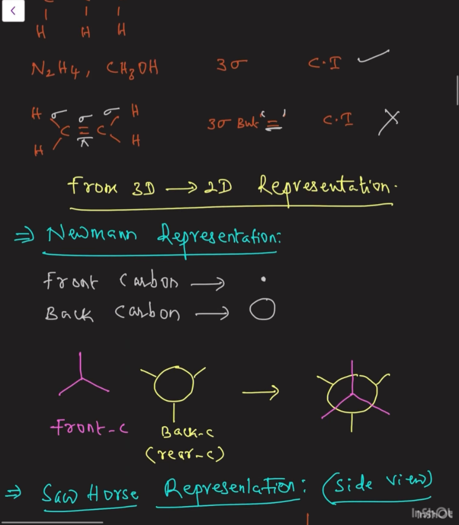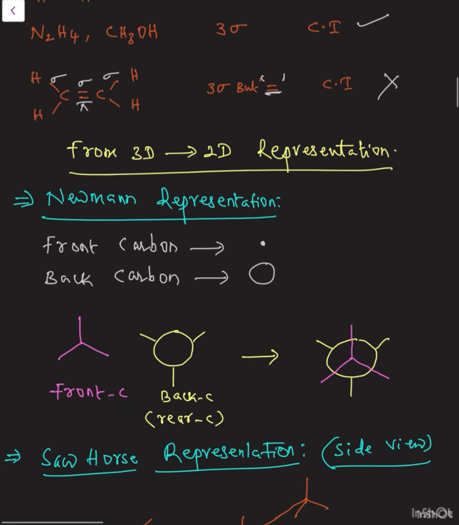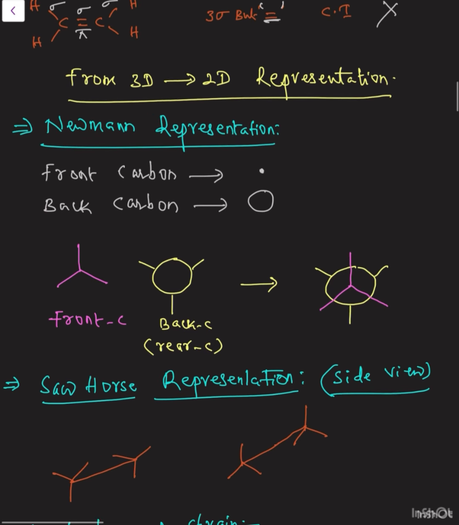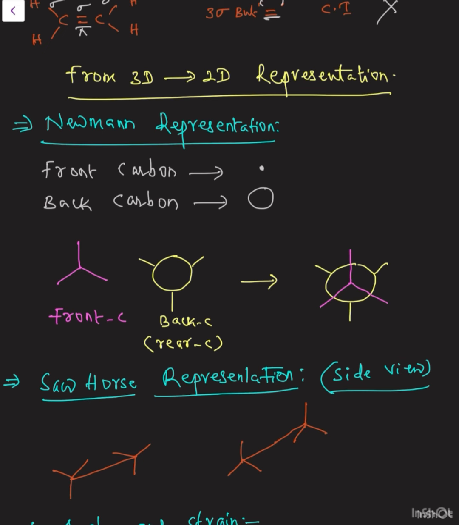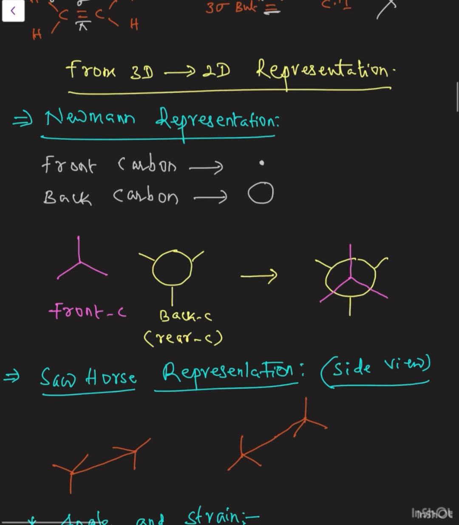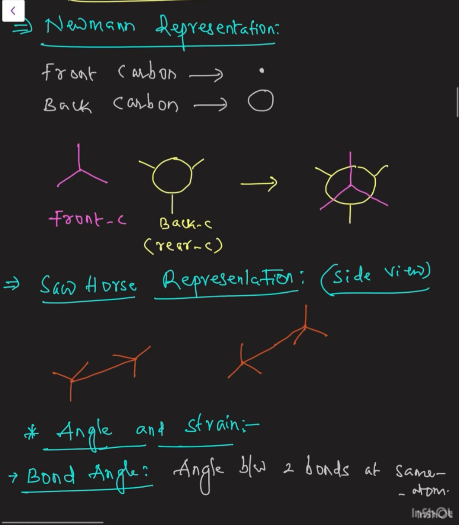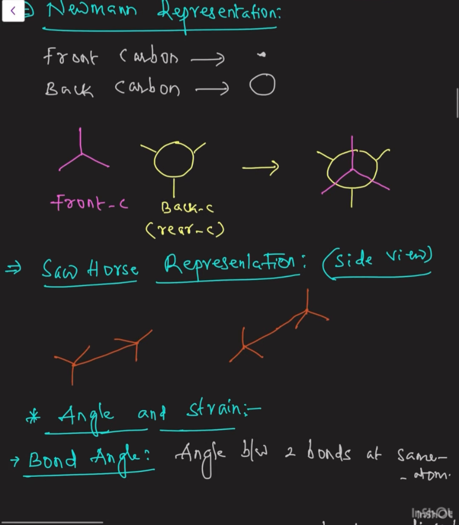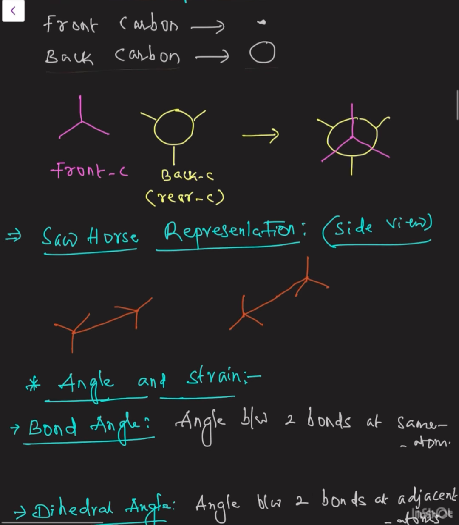Next, we have to see a molecule from 3D to 2D representation. Here we have 2 types of representations. One is Newman's representation, the other is Sawhorse representation. Let us see Newman's representation. In Newman's representation, the front carbon is represented with a dot, whereas the back carbon is represented with a circle. That I am representing here.